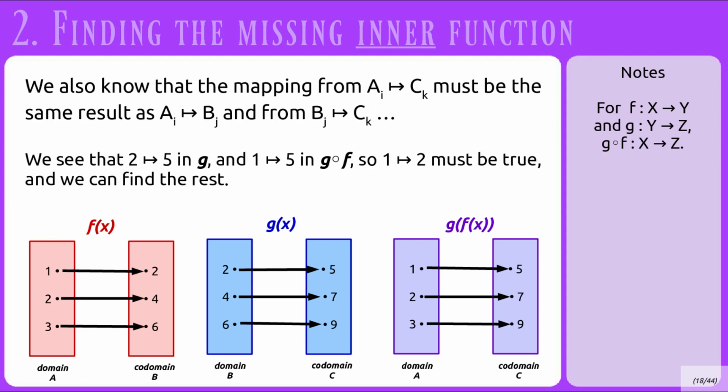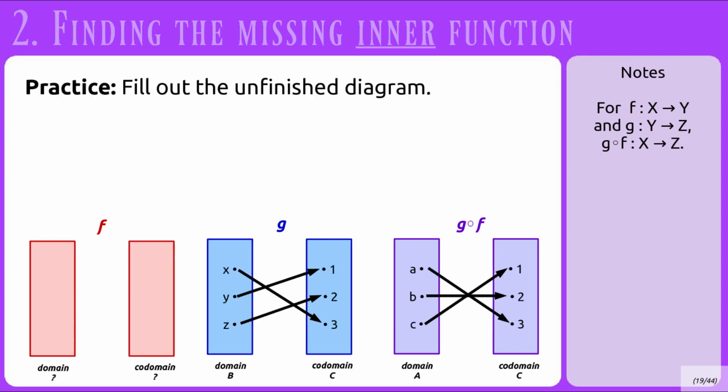We also know if there's a mapping from A to C, there must be some intermediate A to B to C that matches up. In g, we can see that 2 maps to 5, and in g of f, we can see that 1 maps to 5. So our mapping for f must be from 1 to 2. Likewise, in g, 4 maps to 7, and in g of f, 2 maps to 7, so we must conclude that 2 maps to 4 in f. And we have 6 to 9 in g, and 3 to 9 in g of f, so 3 to 6 would be in f. Now you practice. Fill out the unfinished diagram for f.